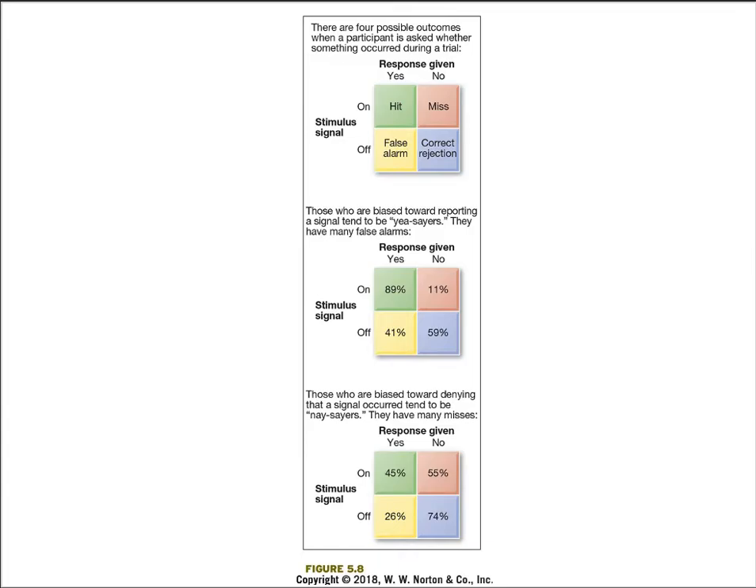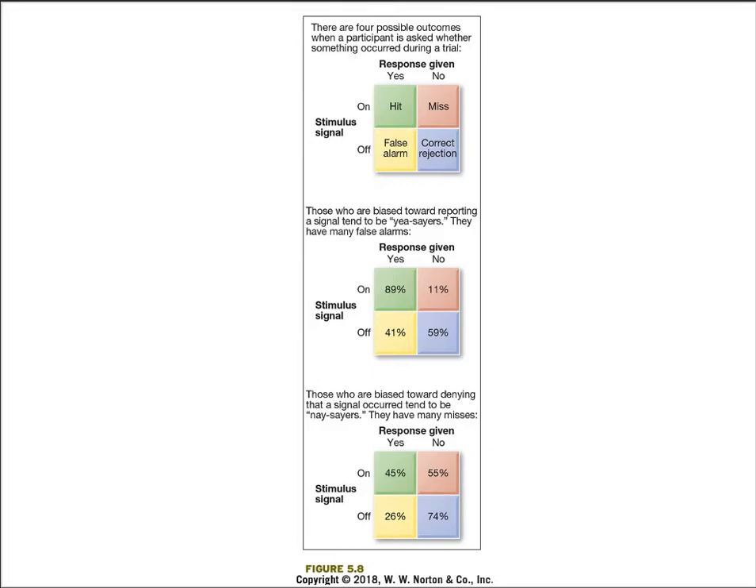All right, here's another graphic from the book that goes into greater depth on signal detection theory. There are 4 possible outcomes when a participant is asked whether something occurred during a trial. That is a hit, it was there and you noticed. A false alarm, you thought it was there and it wasn't. A miss is when it was there and you didn't notice. And a correct rejection is when it's not there and you know it's not there.